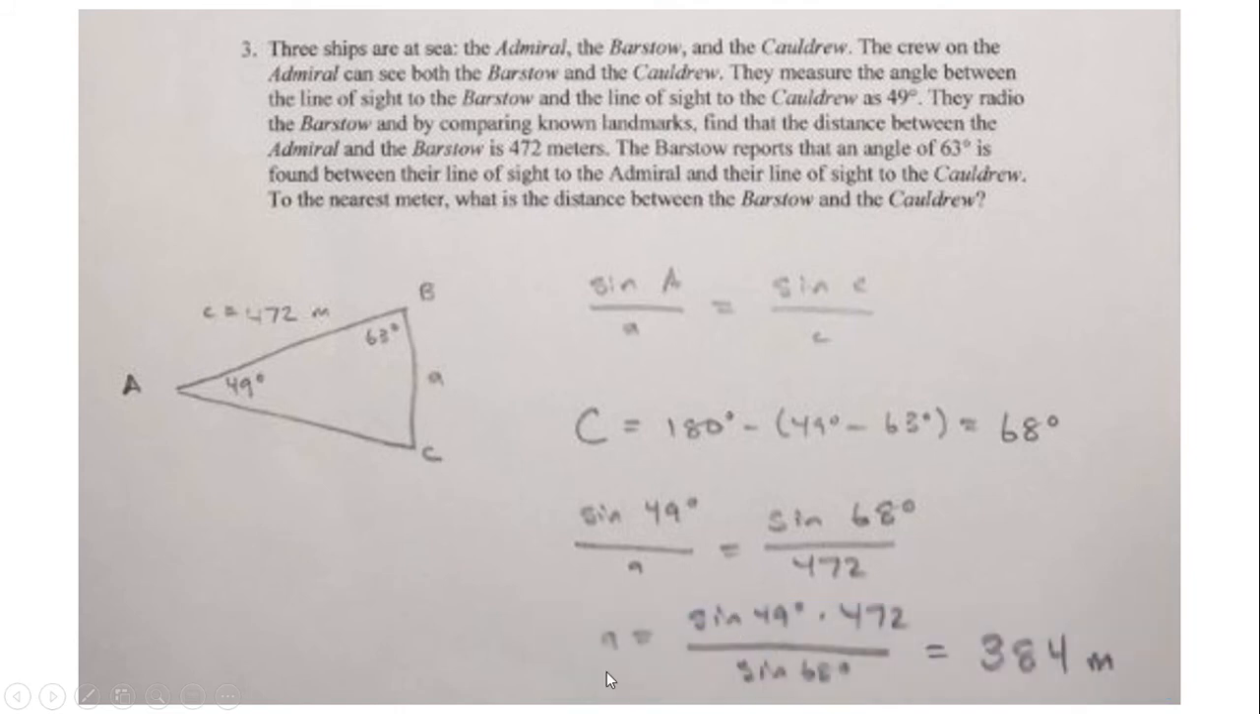Now rearranging, a is equal to sine of 49 times 472 divided by sine of 68 degrees. If you plug that into your calculator, you'll come up with 384 meters, which sounds reasonable.